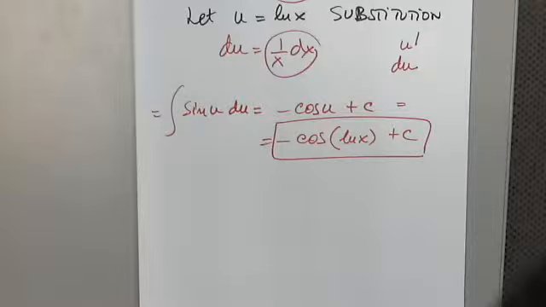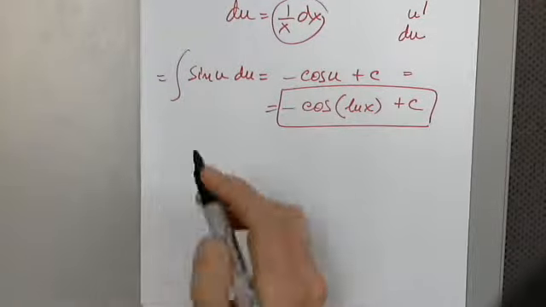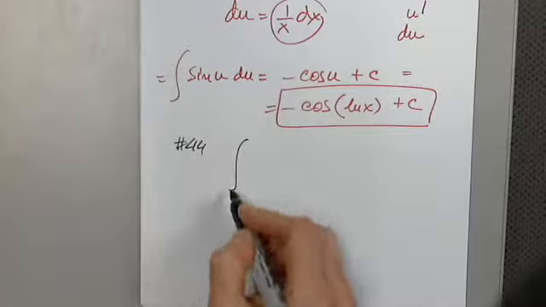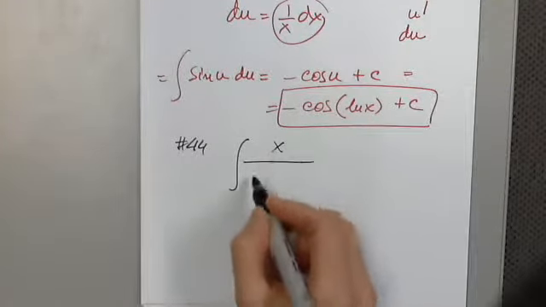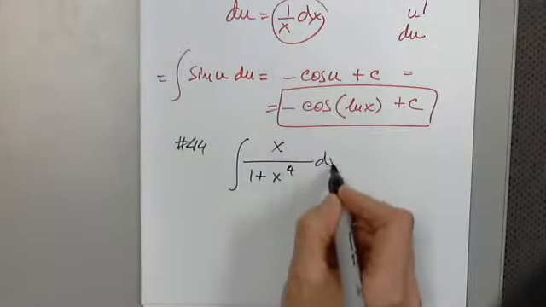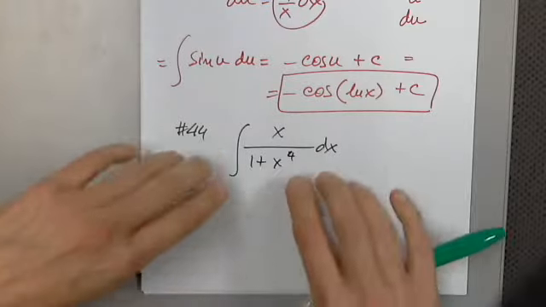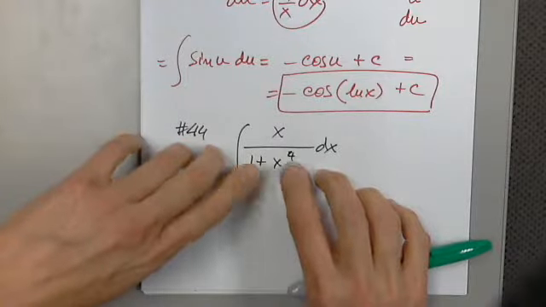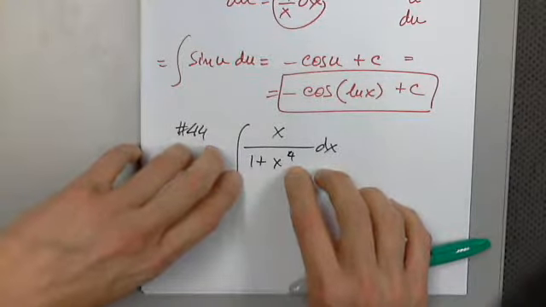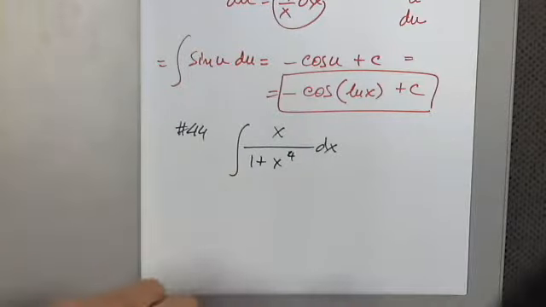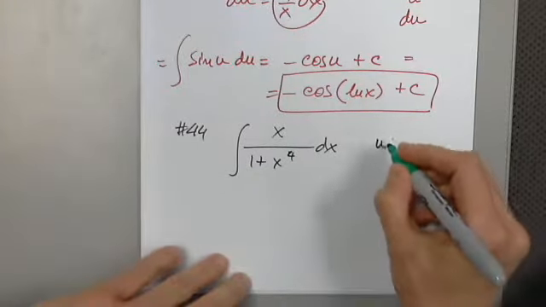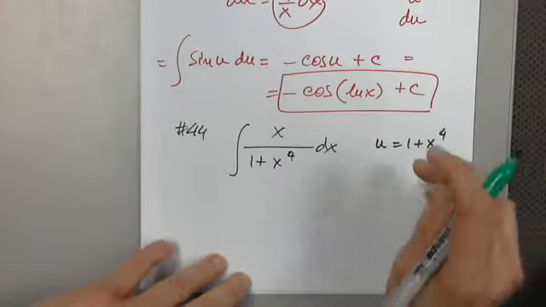Let's take a look. What about 44? The integral of x divided by 1 plus x to the fourth dx. And I'll tell you what bothers me here, and you'll tell me if I'm on the right track. What bothers me is that I have a sum of two terms in the denominator. That I don't like, because I can simplify. So I would like to say, let u be 1 plus x to the fourth.